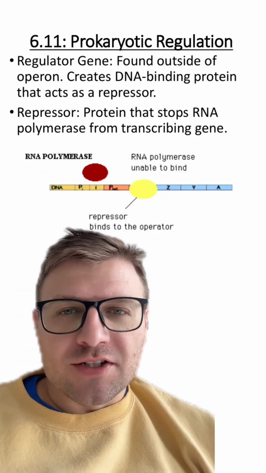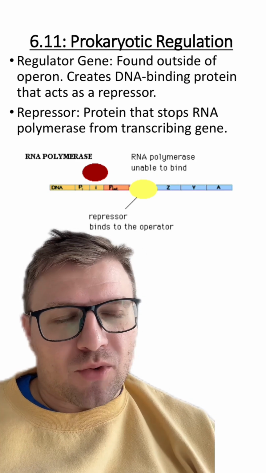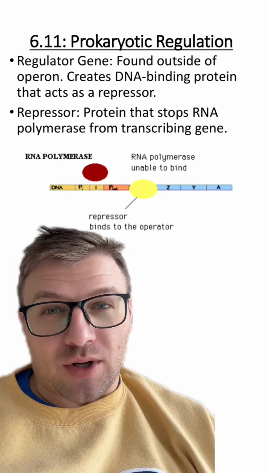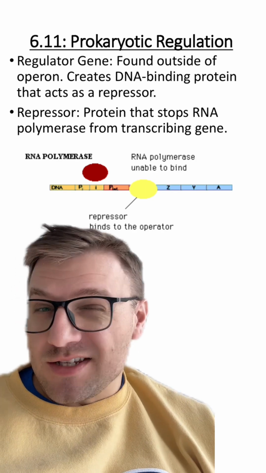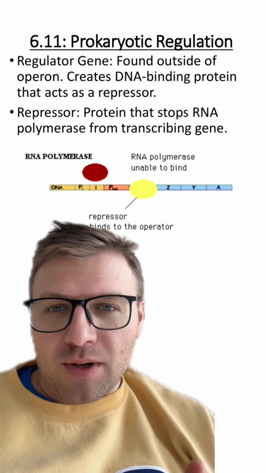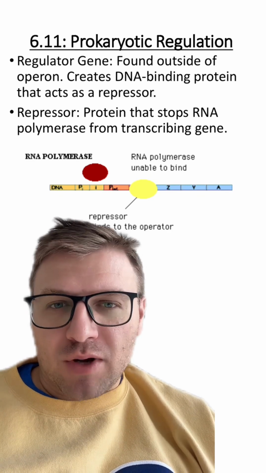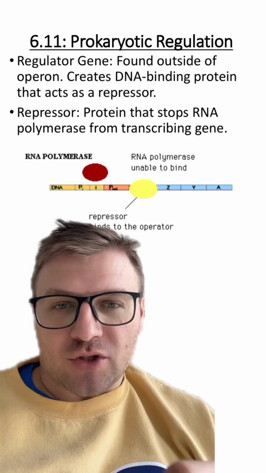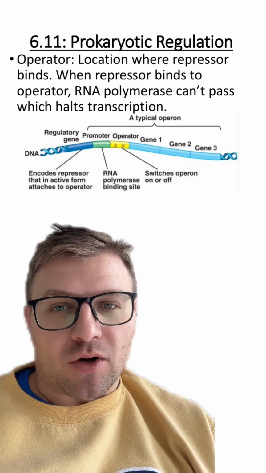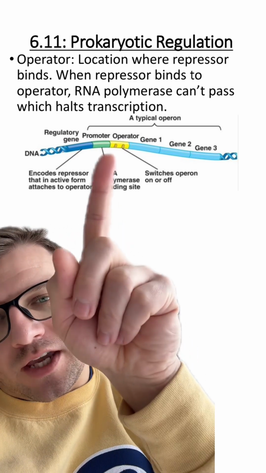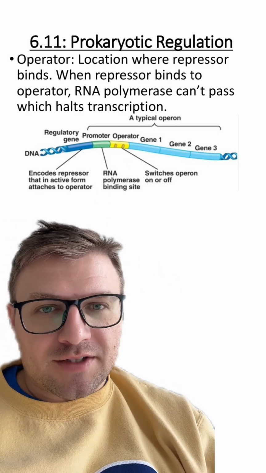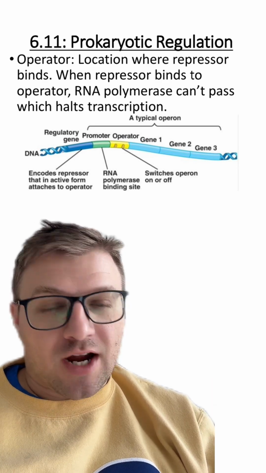The regulator gene is going to be found outside of the operon, and what it does, it makes a DNA binding protein called a repressor. A repressor does kind of what it sounds like. It's going to repress transcription. Or in other words, repressors are just proteins. They're going to bind to DNA to stop transcription. How a repressor stops transcription is by binding somewhere called an operator. This is a location, again, on the DNA that's going to interfere with RNA polymerase's ability to transcribe some gene.